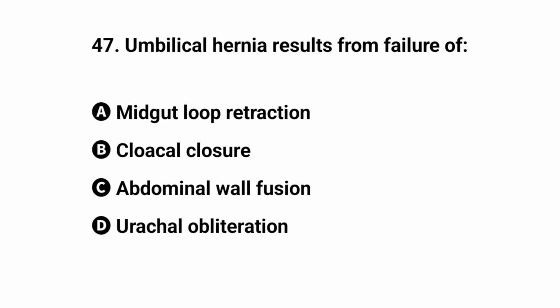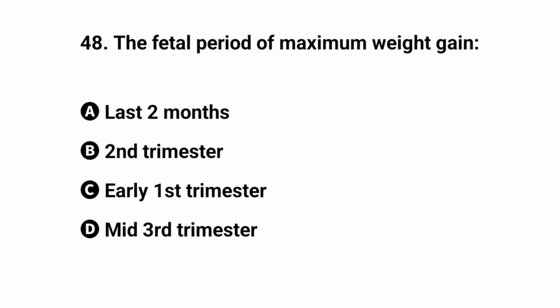Question number 47. Umbilical hernia results from failure of. The right answer is A. Midgut loop retraction. Question number 48. The fetal period of maximum weight gain is. The right answer is A. Last 2 months.